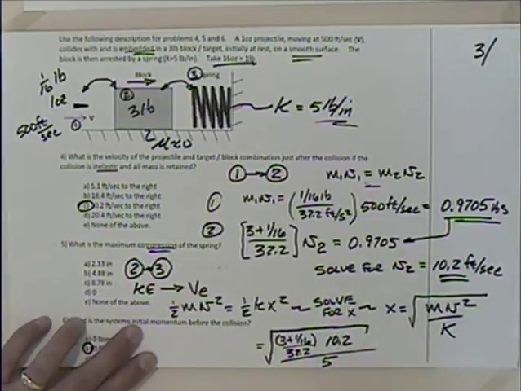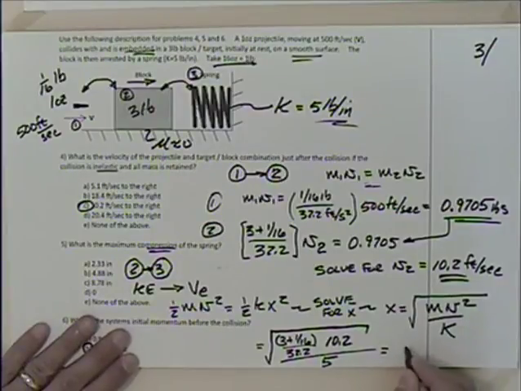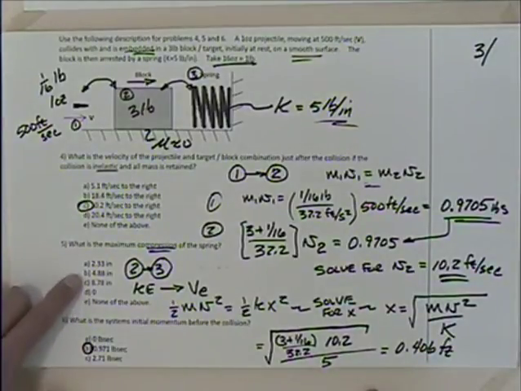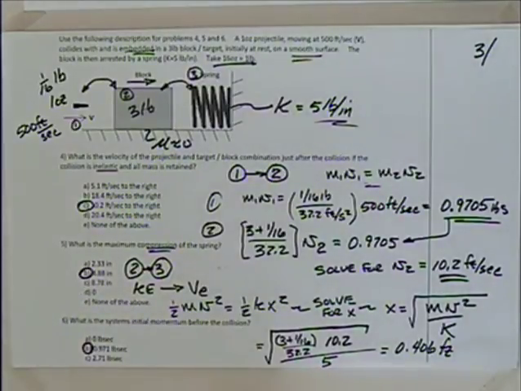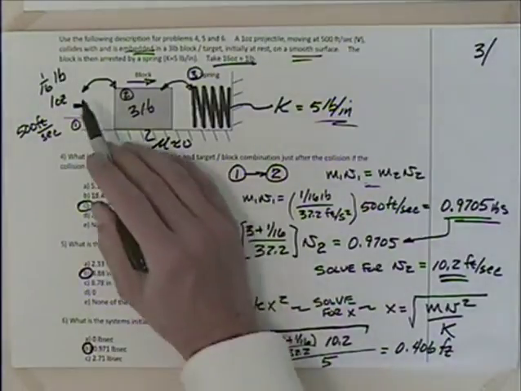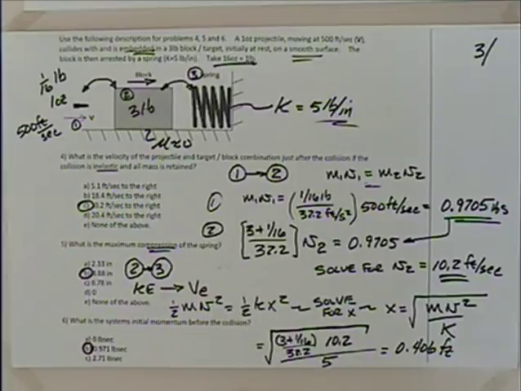You can go through and check the units if you want, but the units do work out. It would turn out in feet, 0.406 feet, which I don't think we have an answer in feet. We're going to have to multiply that by what? 12, and if we multiply by 12, we come up with 4.88 inches. So we would have answer B with that. So again, conservation of momentum here, conservation of energy there.